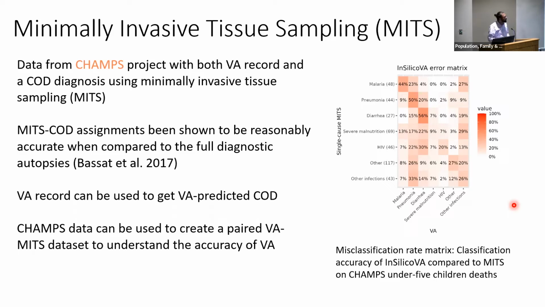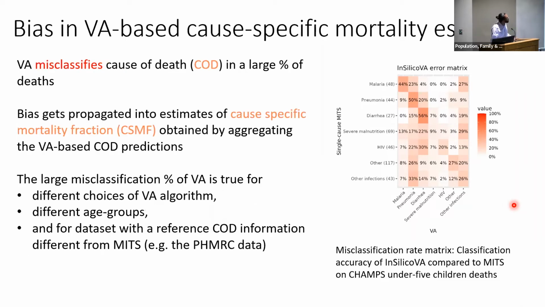So if we just do the procedure that I showed above, pass through the VA algorithm and aggregate to get the predicted cause-specific mortality fractions, it's very likely that we are going to end up getting biased estimates. Also, this is not just a one-off case of large misclassification rates. We have looked at different choices of VA algorithms, different age groups, and also a different data set which has gold standard information that's different from MITS, which is the PHMRC data. I'll talk about it later in detail, but the consistent finding is that VA is generally pretty inaccurate.